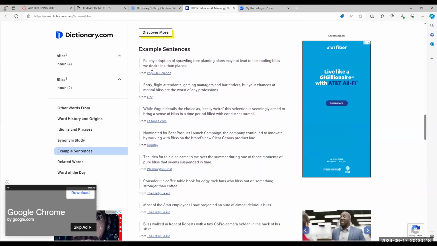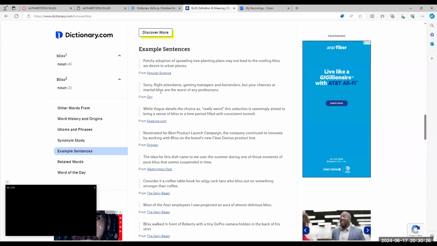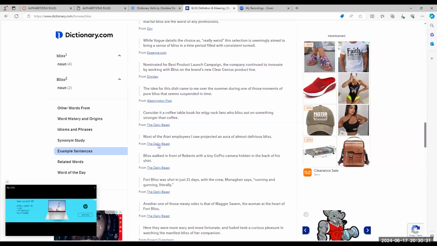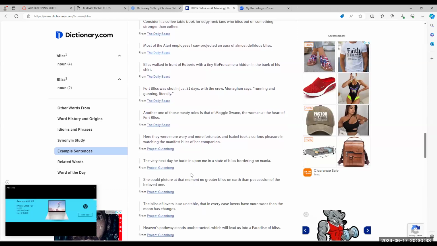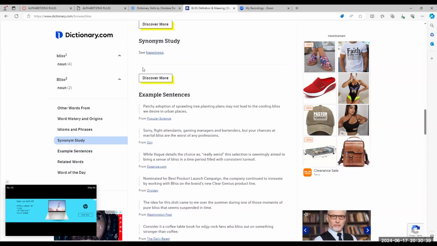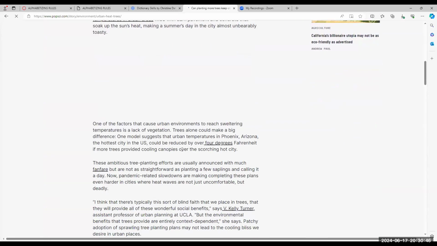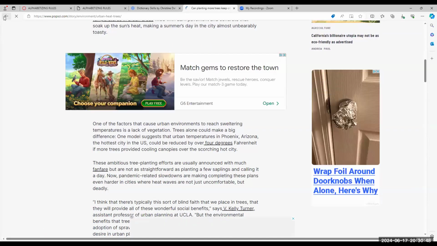We have examples. Sorry, flight attendants, gaming managers, and bartenders, but your only chances at marital bliss are worst of any profession. Not a great example, but these are all examples of actual places where they've used this word, okay? I like this because it gives you the source. So if you click on it, it's going to take you to that website and you'll see that sentence somewhere in this paragraph. Yeah?